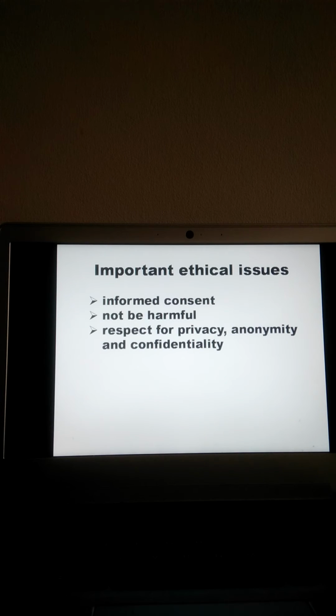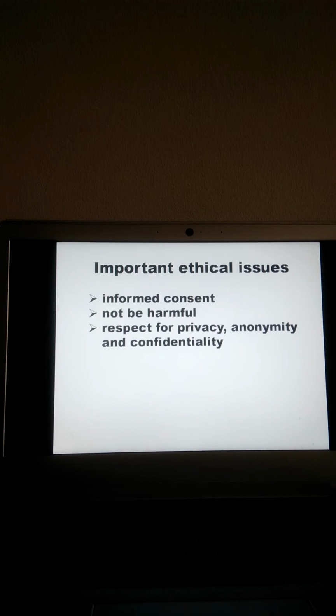Except for these ethical issues, actually there are many other issues. I think these three aspects are the most important ones. So when the researcher does the study, they should consider these aspects.